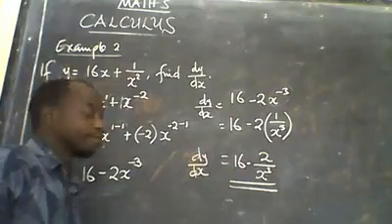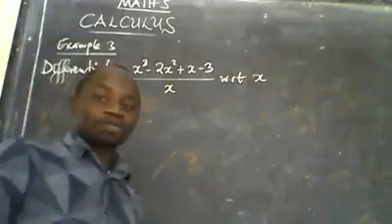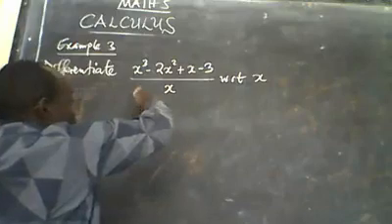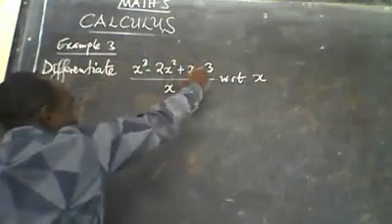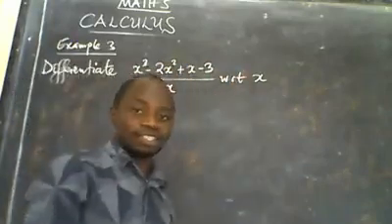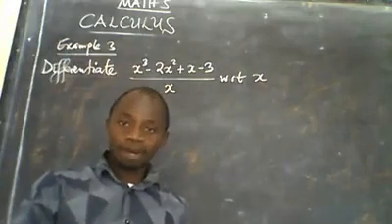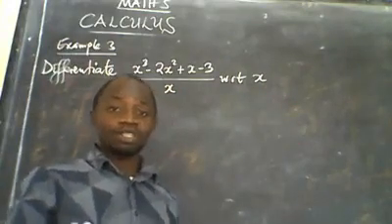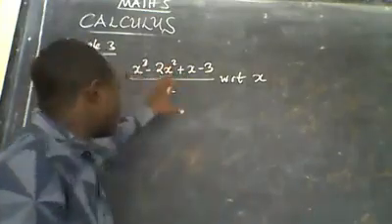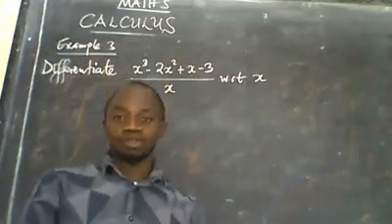Number 3. Well, look at the third one. Differentiate x cubed minus 2x squared plus x minus 3, everything divided by x, with respect to x. So we are differentiating this with respect to x. How do we go about it? The first thing that we are going to do is to change it so that it's in a normal way, not the way it is. We can't differentiate in that way. First of all, we have to change, then we'll be able to differentiate.